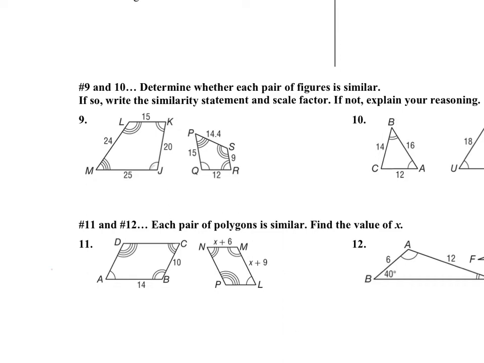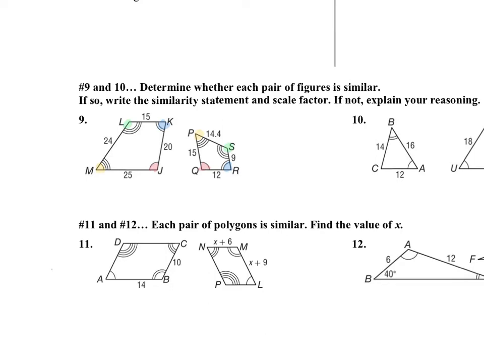we can see that we have J to Q here. We have K to R. And we have L to S. And we have M to P. So we do have angles that are corresponding. Let's now look at the sides and see if they are indeed proportional.